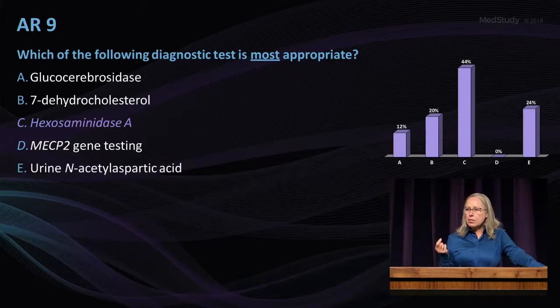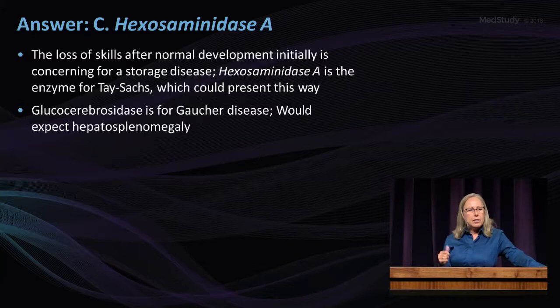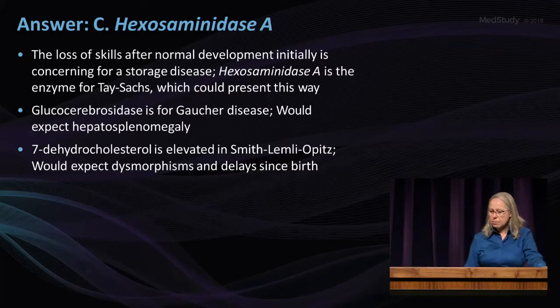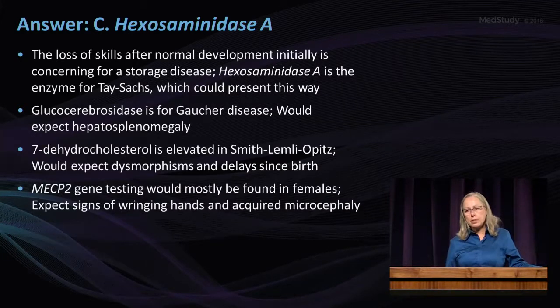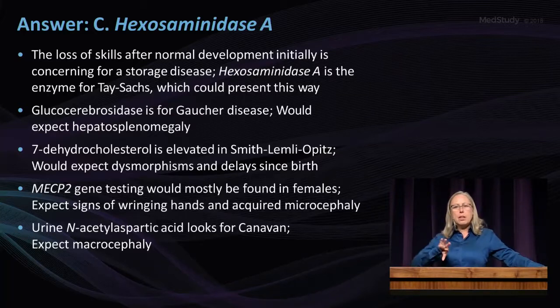All right, so this is Tay-Sachs. Hexosaminidase A is what you're looking for. Knowing what each one of those is and being able to name the disorder is the important part. Glucocerebrosidase is Gaucher's, which would have been the hepatosplenomegaly and anemia. 7-dehydrocholesterol is Smith-Lemli-Opitz. MECP2 is Rett syndrome. And the N-acetyl aspartic acid is Canavan's. So again, they may not ask you directly what it is, but which test do you want to order?